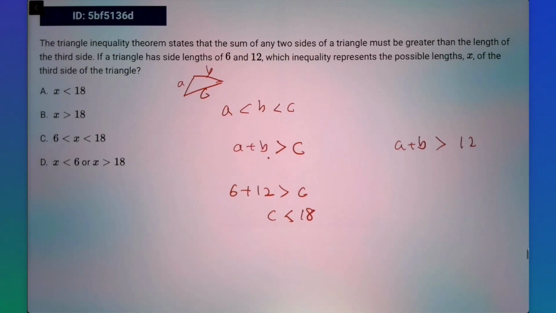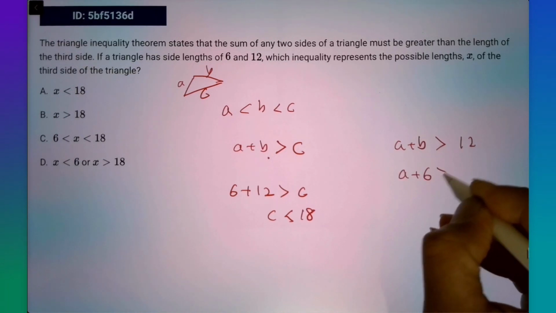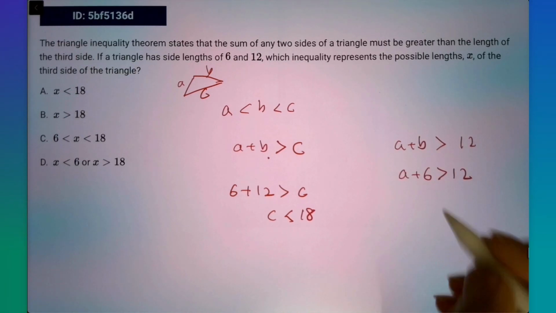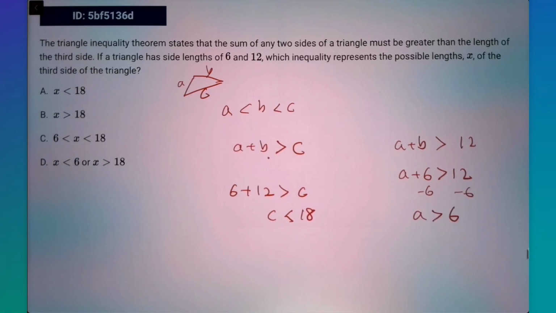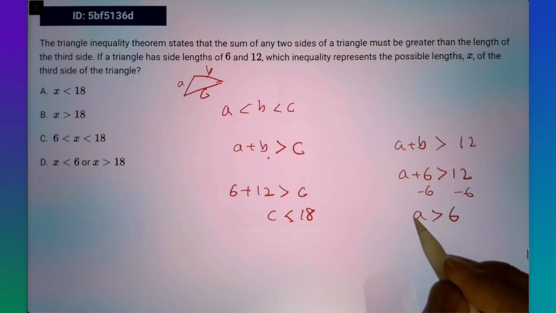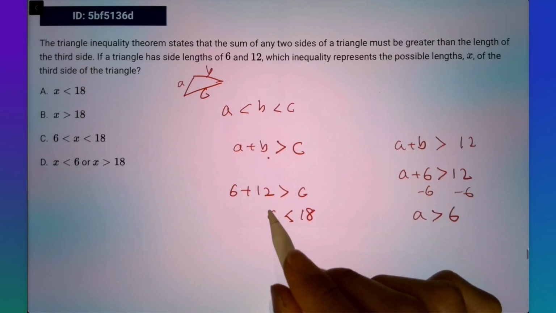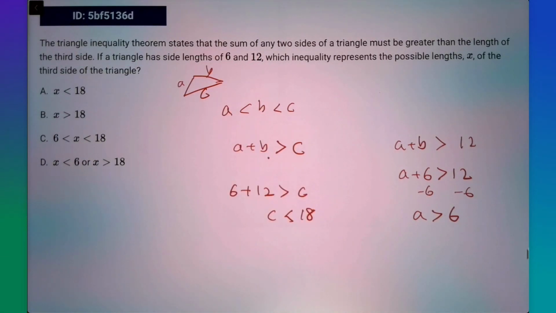And if you have 6, it doesn't matter which one you choose, because either way, you will have one variable left. So let's just replace B with 6. Then when you subtract 6 on both sides, A has to be greater than 6. Maybe we should have chosen A, because now that we know A is greater than 6, that tells us B is the least. But that's not important.